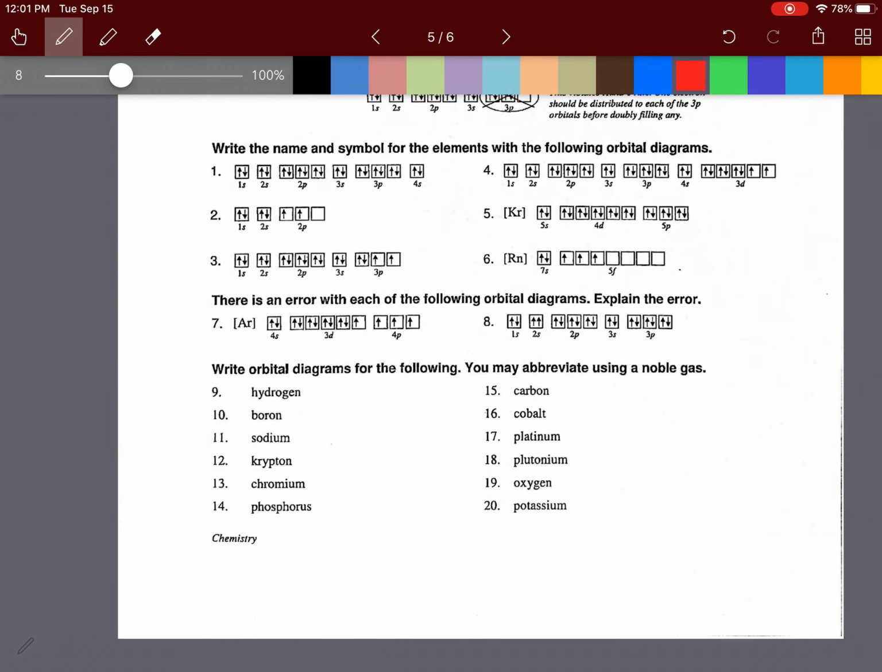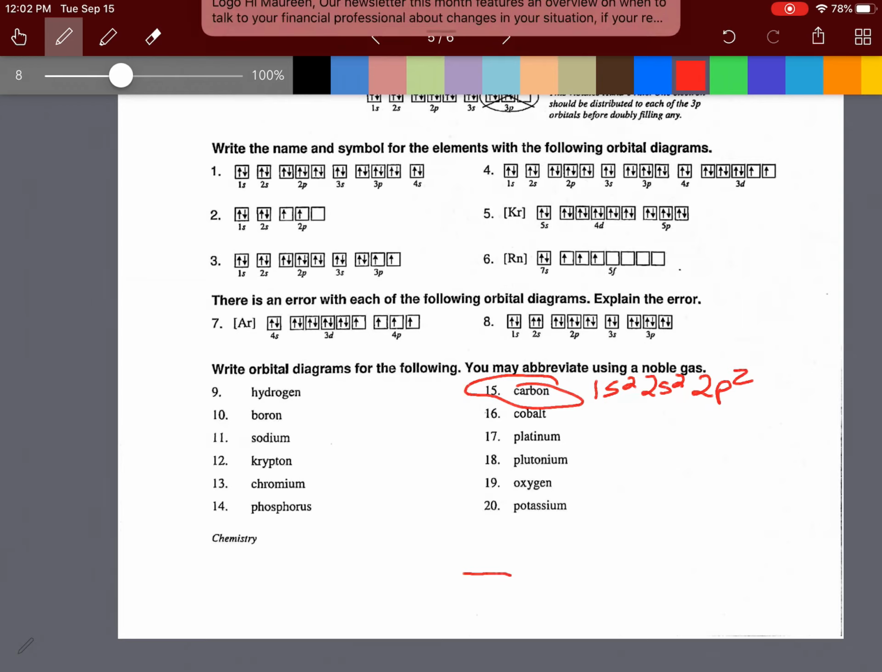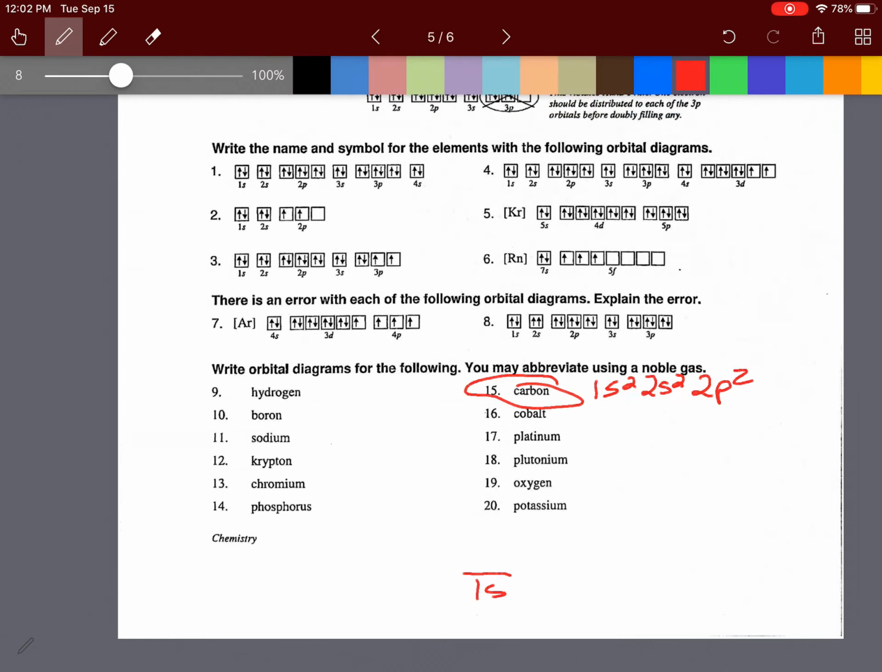I'm going to pick carbon. The reason I pick carbon is I don't need to do a noble gas thing or anything. I believe one of the best first steps for an orbital diagram is to write the electron configuration. So carbon is 1s2, 2s2, 2p2. When I do the orbital diagram for carbon, I use lines. This is my 1s, this is my 2s, and remember my 2p actually has 3 orbitals.